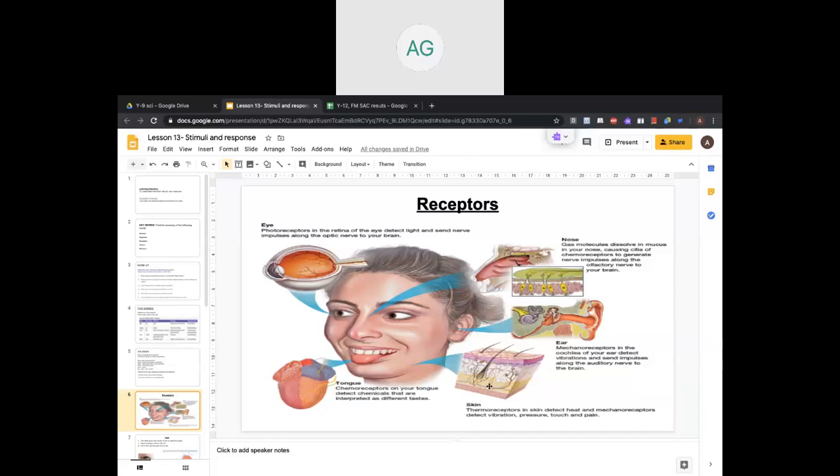Then the skin. So skin has got different receptors like hairs, to detect vibration, pressure, touch, and pain. Then tongue. Tongue has got the chemoreceptors and detect the chemicals. So they have got the taste buds. So the different areas for salt, bitter, and sweet, like that.